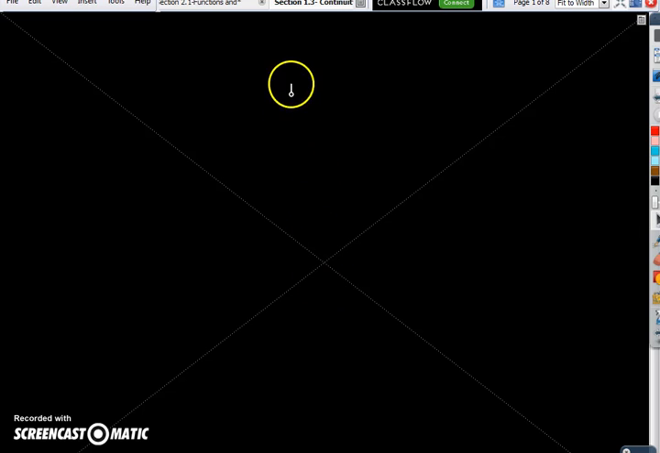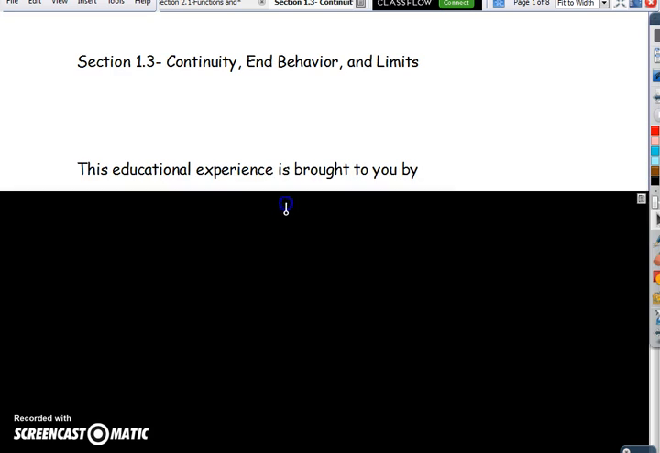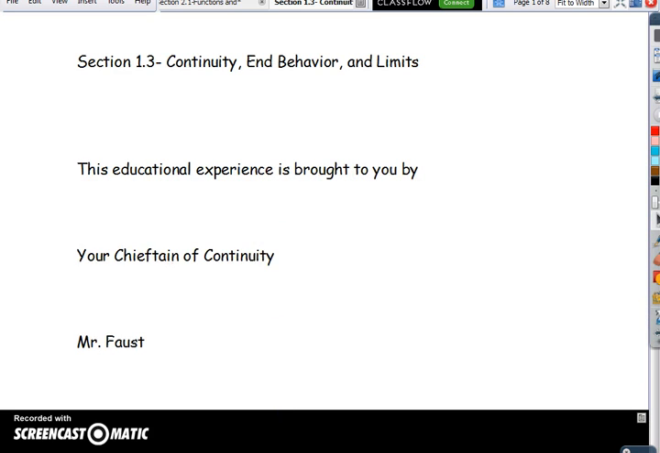Alright kids, welcome. Our next lesson on tap is section 1.3, continuity and behavior and limits. This is a pretty note heavy section, so we'll get right into it. First on the docket is the following.